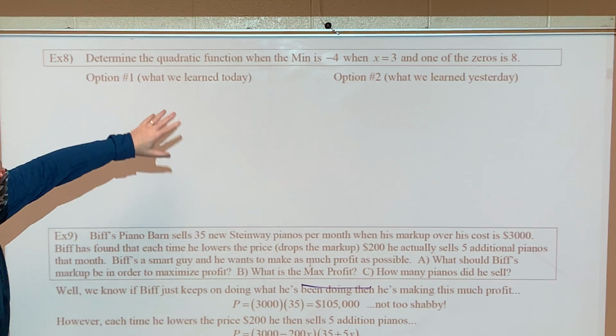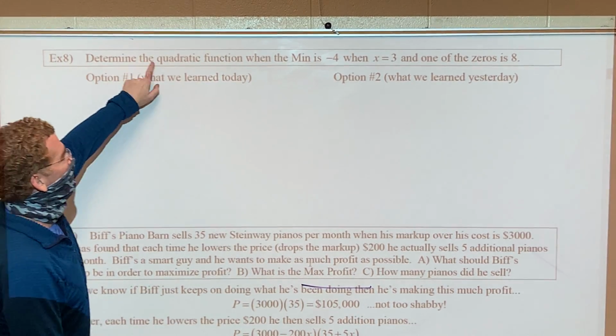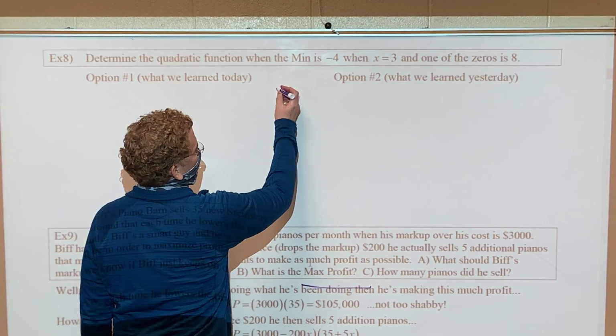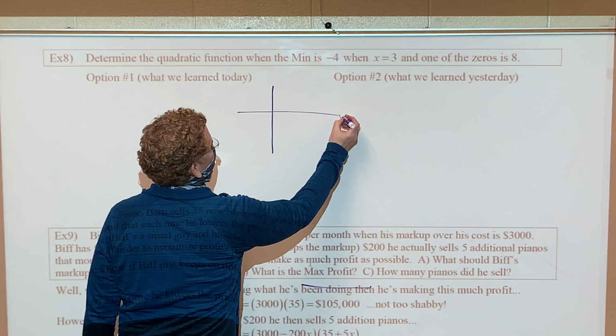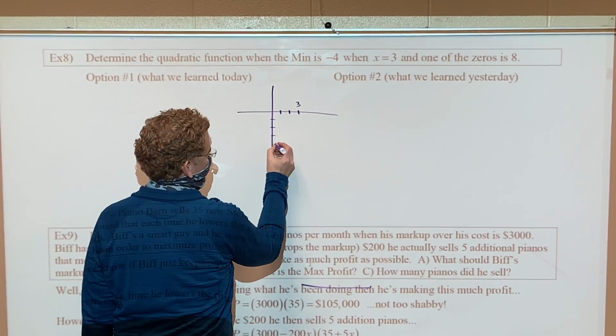Okay, so let's do option 1, what we did today, and option 2, what we did yesterday. It says determine the quadratic function when the min is -4, when x is 3. So I'm going to go ahead and sketch that. The min is -4 when the x value is 3. What did I just give you?